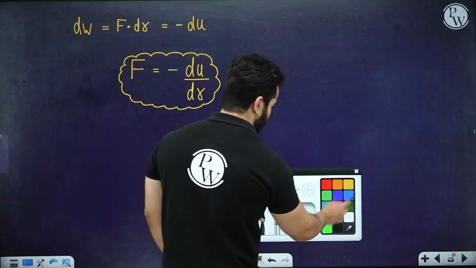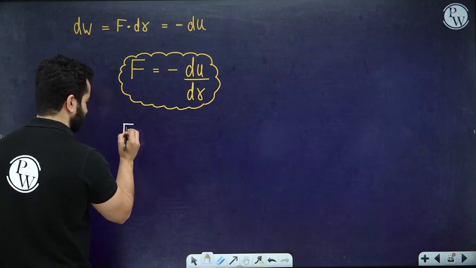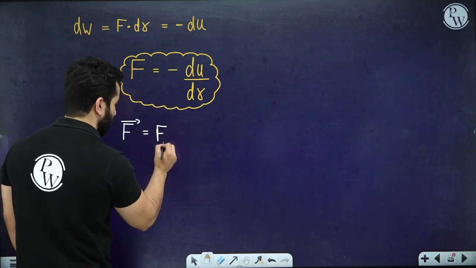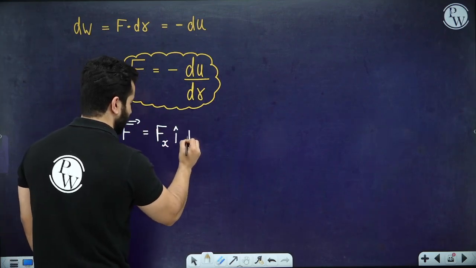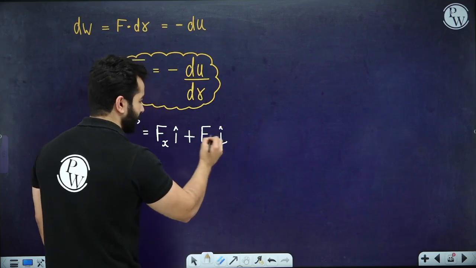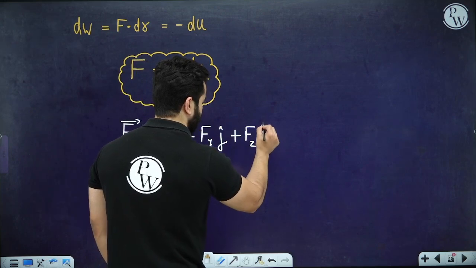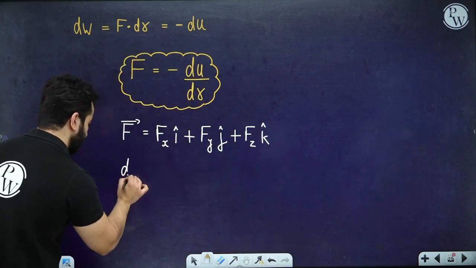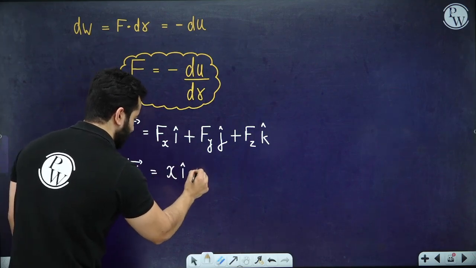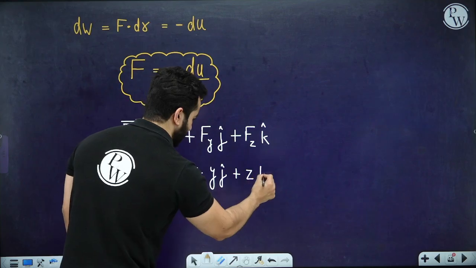Now I can write force as the force along the x-axis, force along the y-axis, basically the vector sum of all of these things. And also dr can be written as x i cap, y j cap, and z k cap.